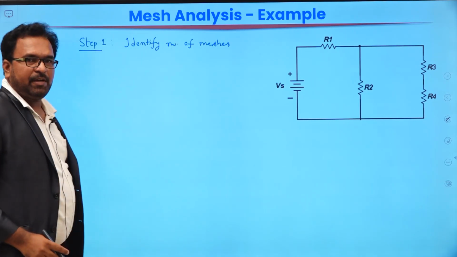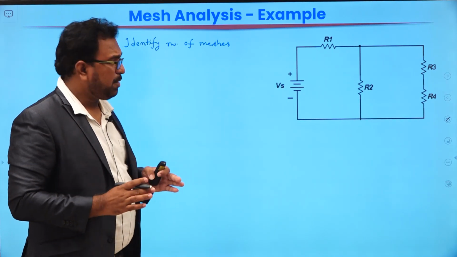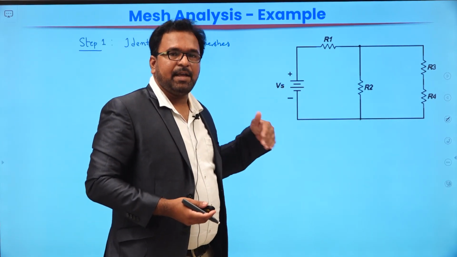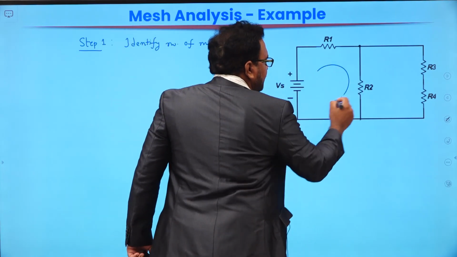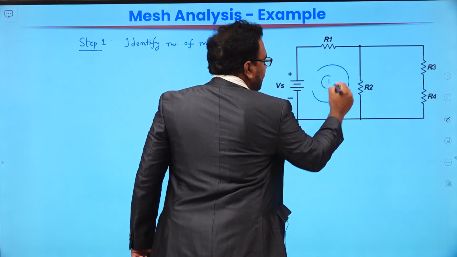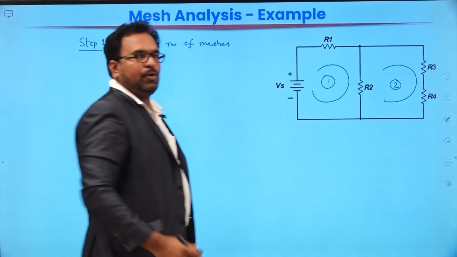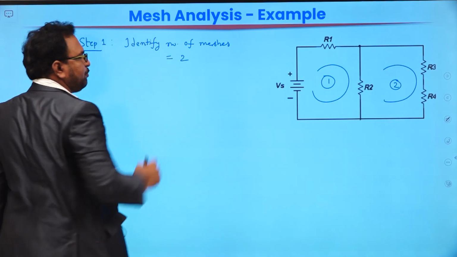So you have to identify the number of meshes in the circuit. How many meshes are there? Remember, meshes are nothing but closed loops which don't contain any other loop inside them. By seeing the circuit, you can clearly observe that this is one mesh and this is the second one. There are two meshes in the circuit, so the number of meshes is 2.